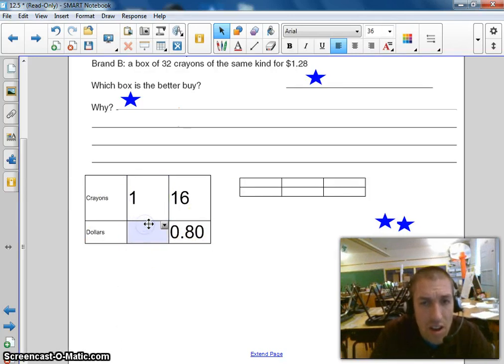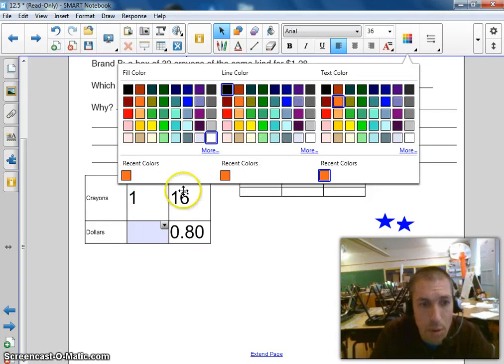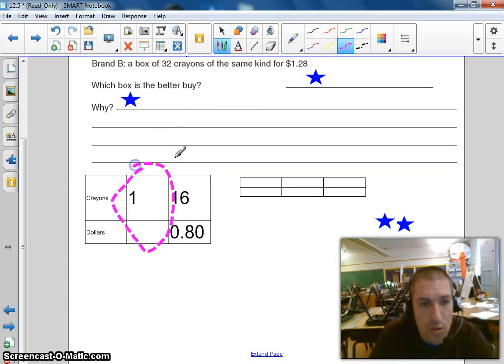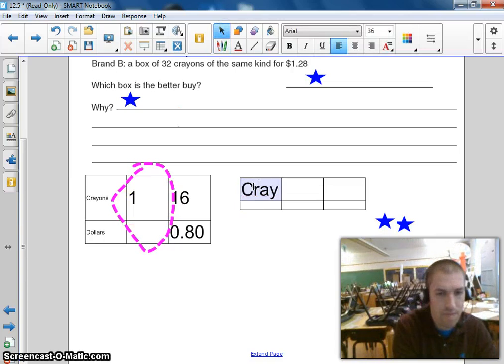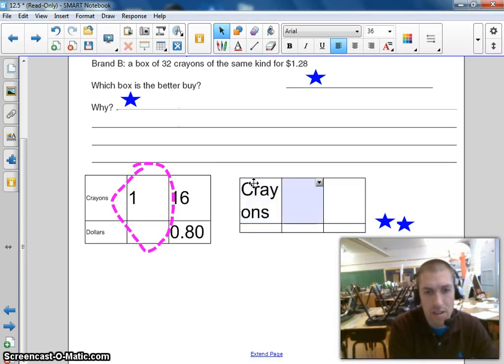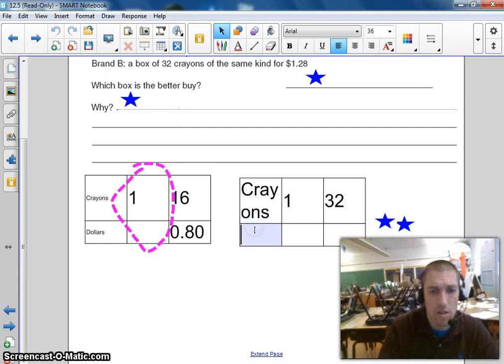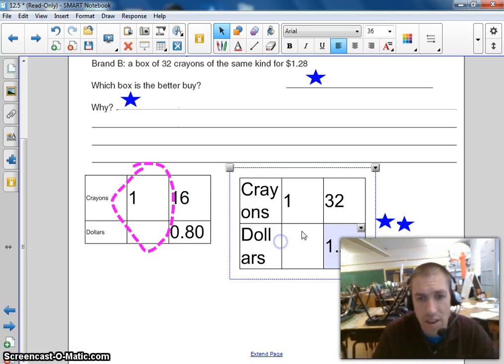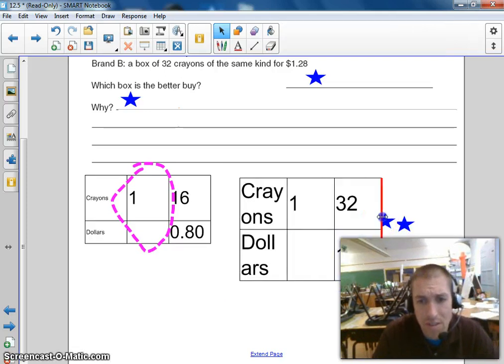These 2 boxes are by far the most important. Okay? By far the most important. This one right here, because that gives us the unit price. Same thing over here. Just going to make it big, guys. Crayons. Want to know what 1 crayon costs, because I know that 32 of them would cost me $1.28.